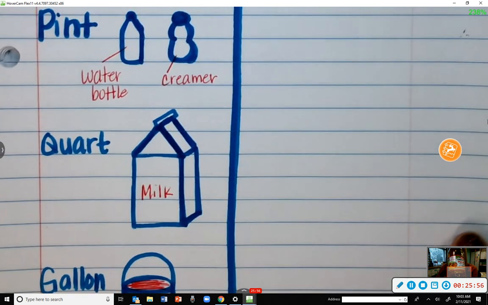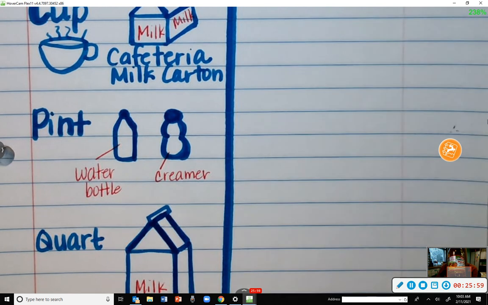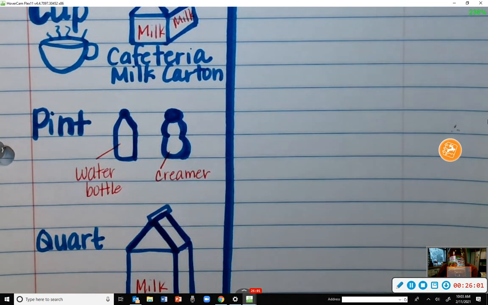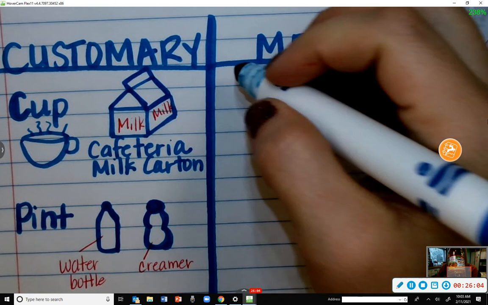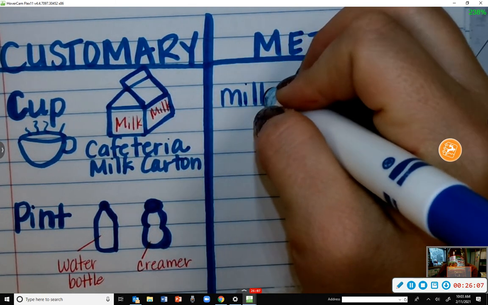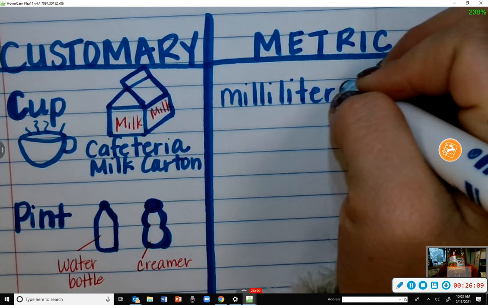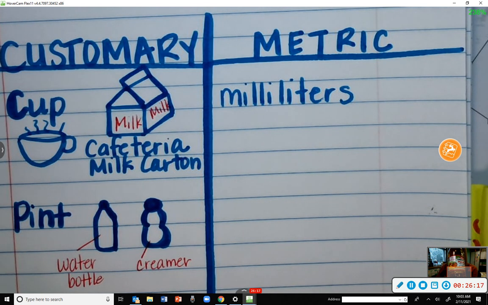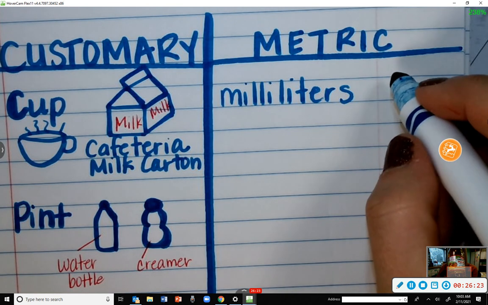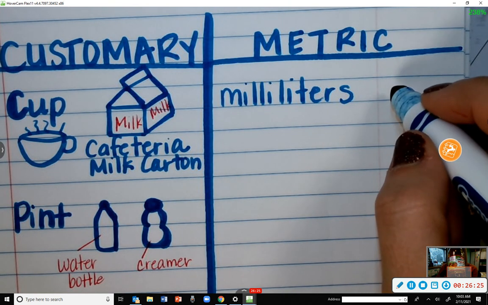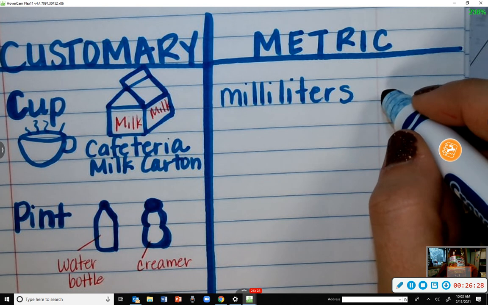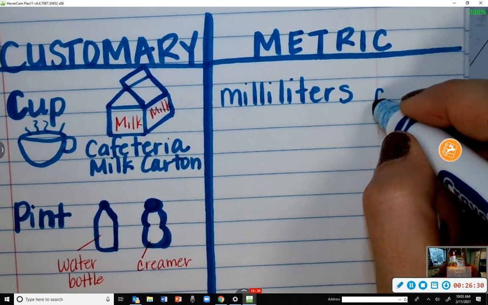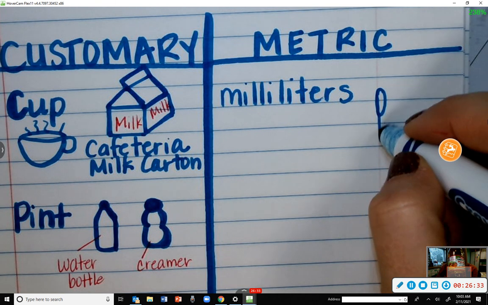Now the metric is what we just went over. There's only two. We had milliliters. So what can we draw from milliliters? Allie? You could draw a bottle with some and another one with a lot. How about a medicine dropper, remember? Yeah. Oh, yeah.